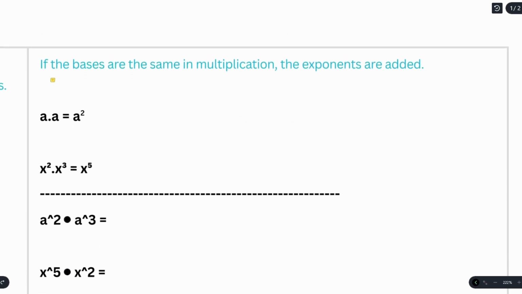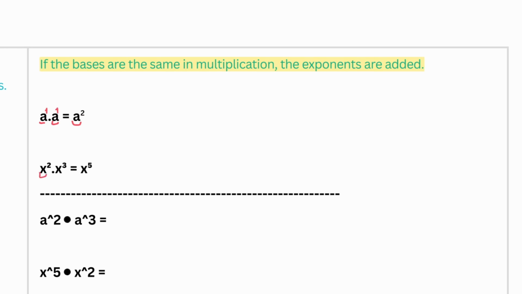Okay, here's a new rule that we need to know. If the bases are the same in multiplication, the exponents are added. So basically, it's saying that if we have the same base, which in this example is a, we have two a's, and they're being multiplied. So the final answer would be the same base and their exponents added. How did we get 2? If you have a, you have 1 here, and then 1 there. 1 plus 1 would be 2.